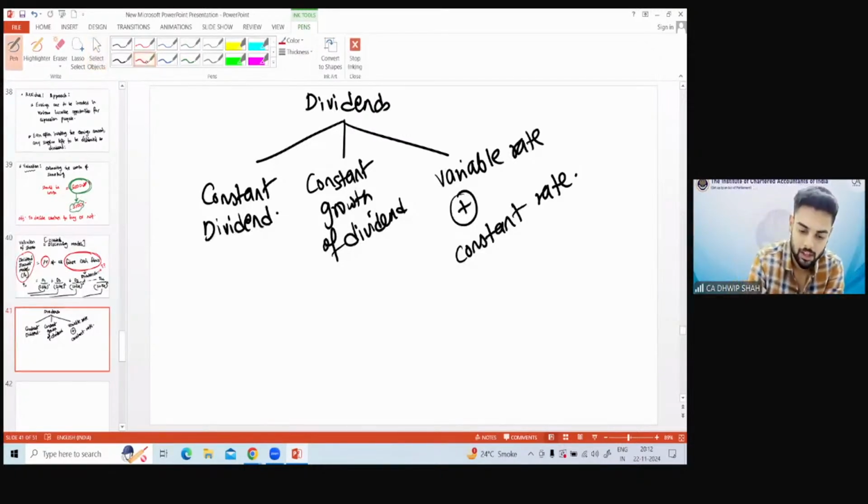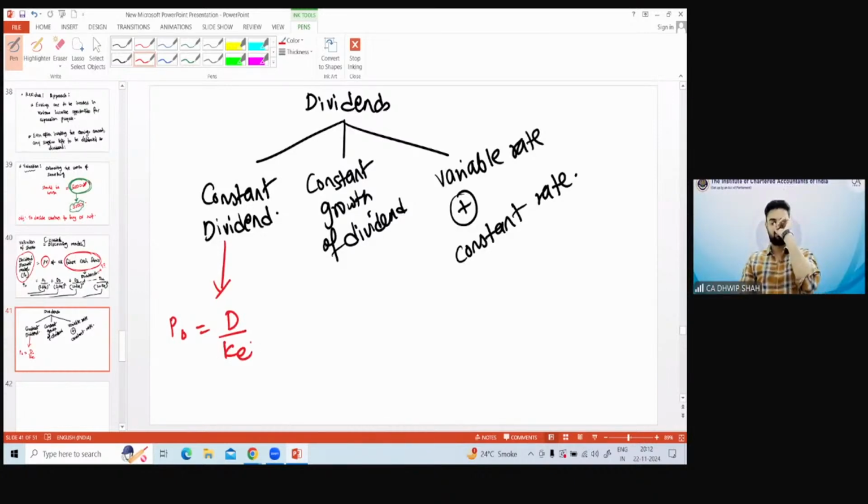Okay? So the formula to calculate using the constant dividend model is P0 is equal to D upon KE. Simple formula. The formula to estimate the worth of a share using the constant dividend model is D upon K. This formula you have seen in the cost of capital chapter as well. In cost of capital, it was nothing but K is equal to D upon P0. I hope you remember this.